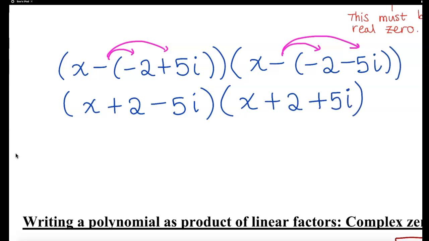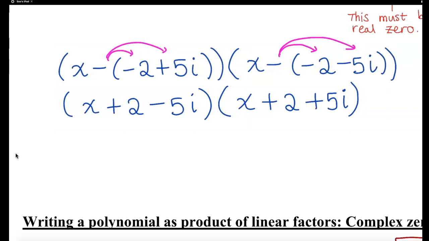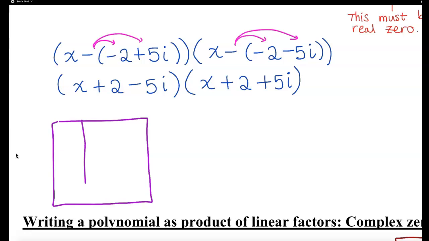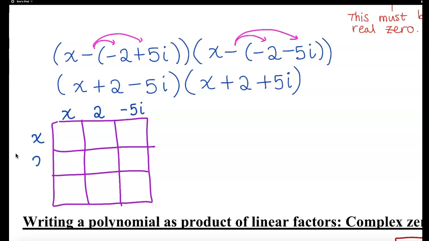right? And you have to decide now, which method did you like better in my previous video? You do your method, but I'm going to do my method. I'm going to do my box. I like my box, you know? I'm going to draw a 3 by 3 box and then label everything x, 2, and -5i, and I have x, 2, positive 5i.